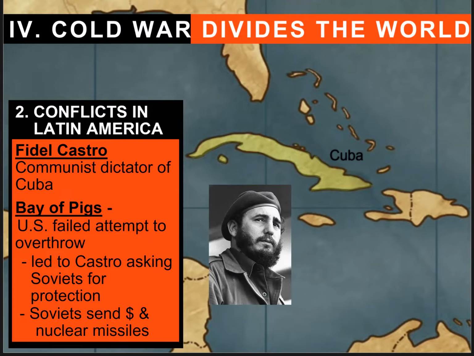Fidel Castro and the Cuban Revolution. In the 1950s, Cuba was ruled by an unpopular dictator, Fulgencio Batista, who had US support. Cuban resentment led to a popular revolution, which overthrew Batista in January 1959. A young lawyer named Fidel Castro led that revolution.